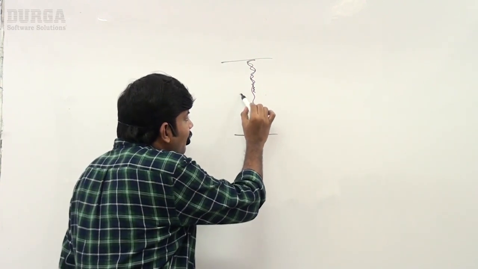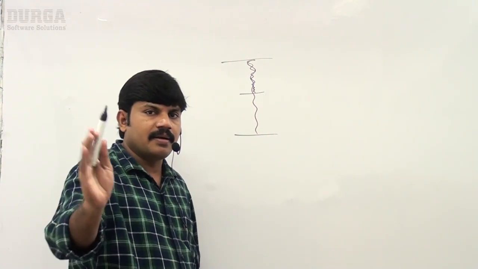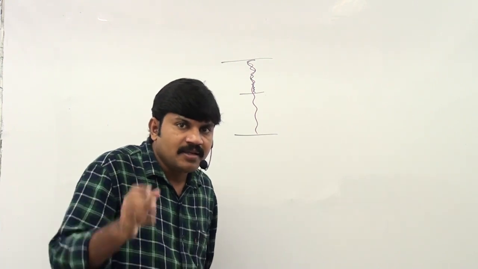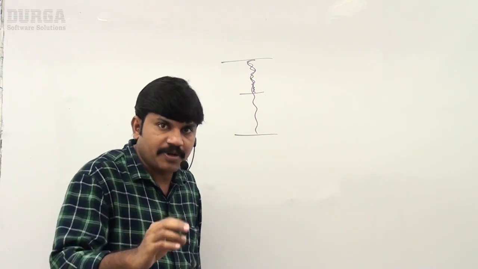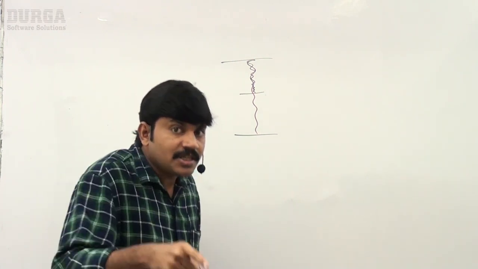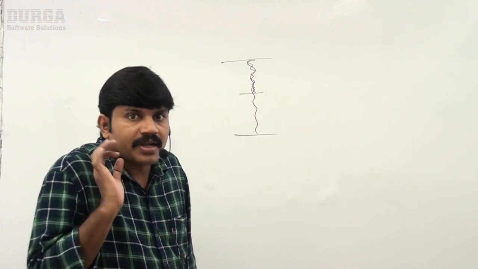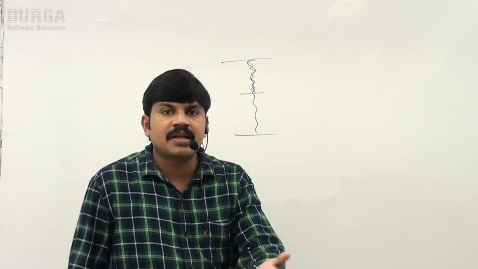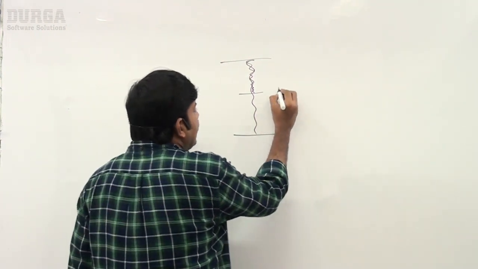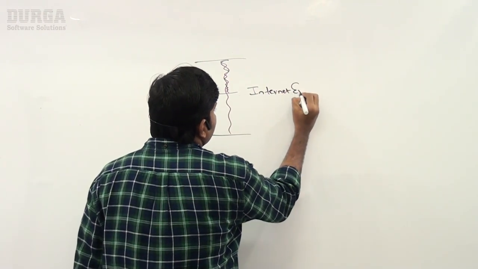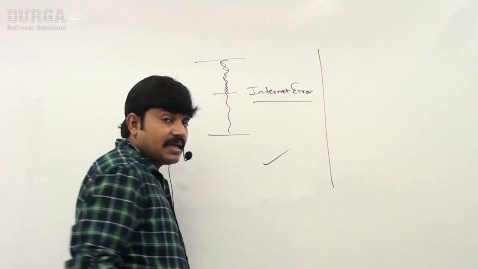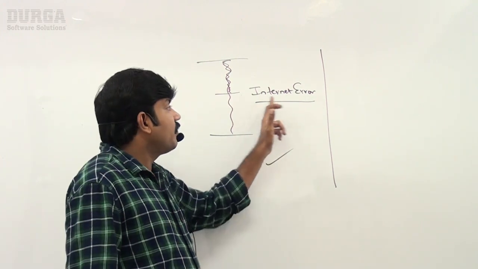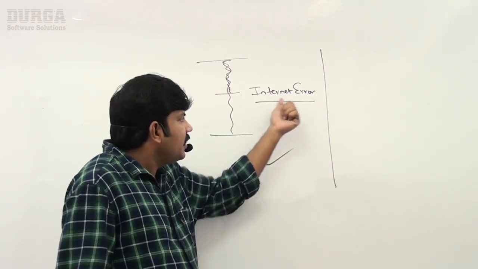Assume almost half of the video is completed. Suddenly, the internet is gone, and the video is not playing. Some unexpected, unwanted event occurs that disturbs your normal flow. Correct or not? An unwanted, unexpected event that disturbs the normal flow is nothing but an exception or error. In this case, I got an internet error. An unwanted, unexpected event that disturbs the normal flow of the program is by default considered an exception or error.